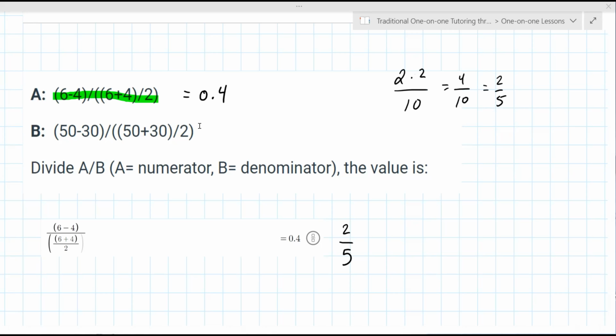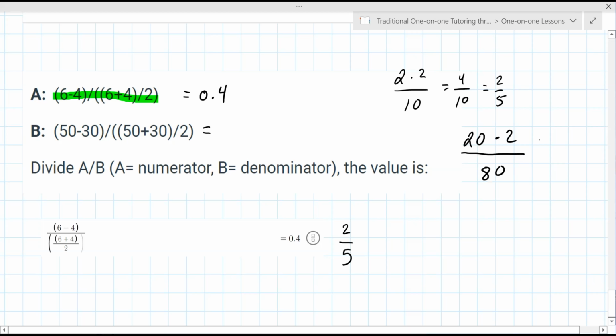We got to do the same thing for part B. We can do this by hand. 50 minus 30, do that part there. 50 minus 30 is 20. You're going to multiply by the 2 on the bottom, over 50 plus 30 is 80. So it's 40 over 80 or 1/2. That's 20 times 2, correct? Yes. Okay, so that's 0.5, or if you prefer the fractions, it really doesn't matter.